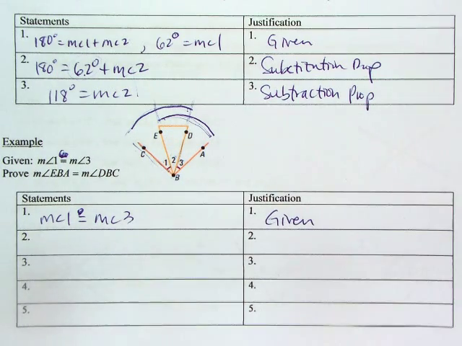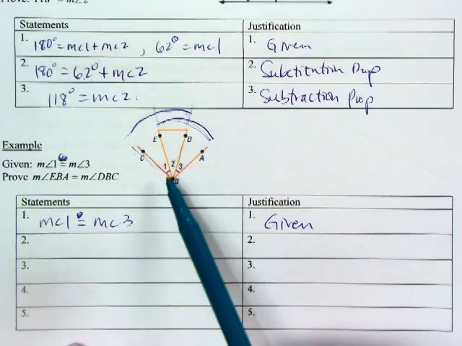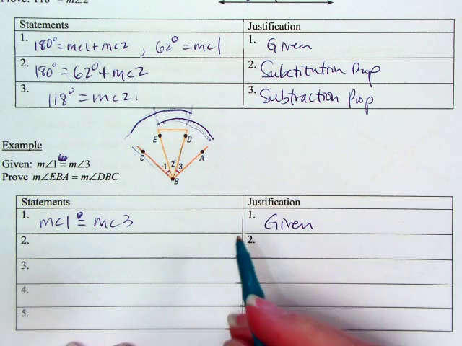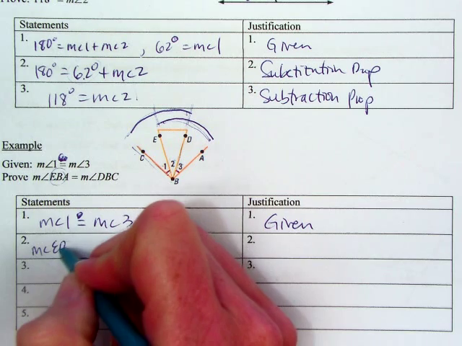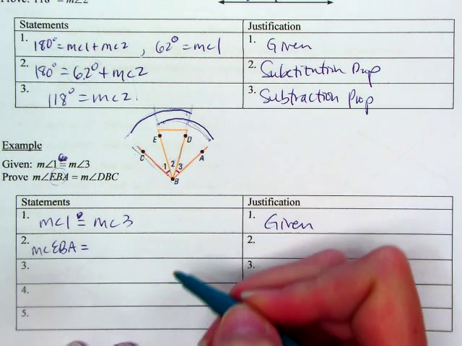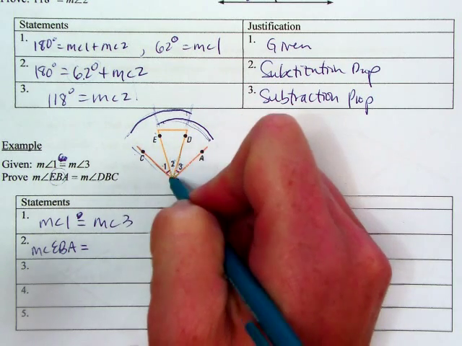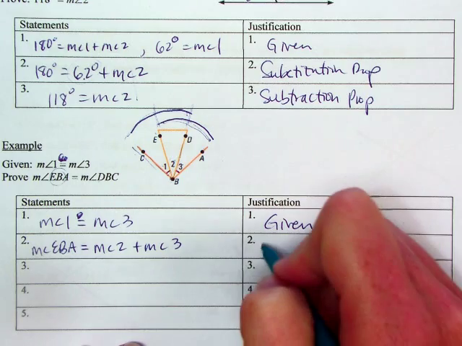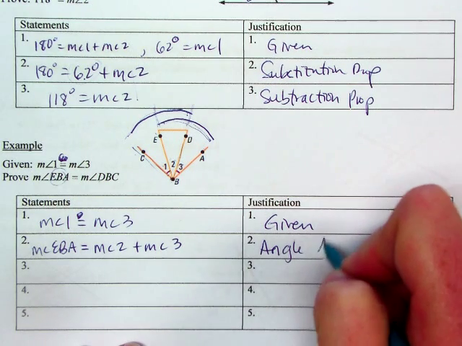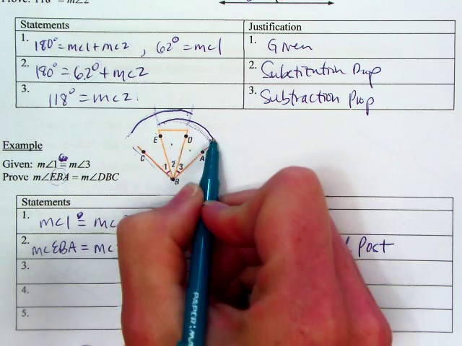So we're going to have to use that same idea of segment addition, only this time it's with angles. I'm going to start right off the bat with this one. It doesn't matter which one you start with, that's just the one I picked. So EBA, this angle right here, is made up of angles 2 and 3. And that's the angle addition postulate. I'm taking two pieces, a part plus a part, and equaling the whole thing.